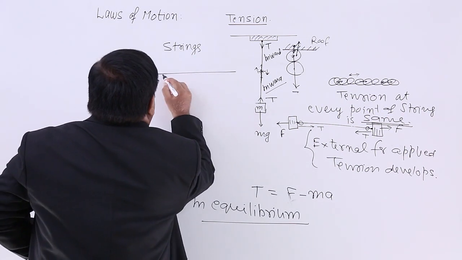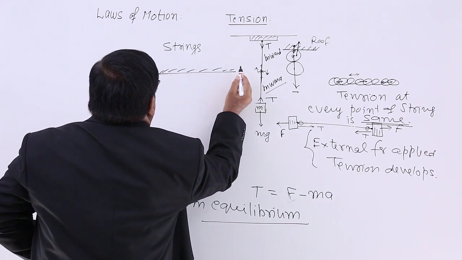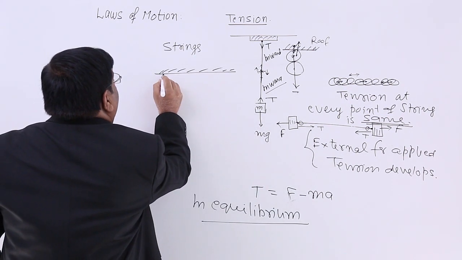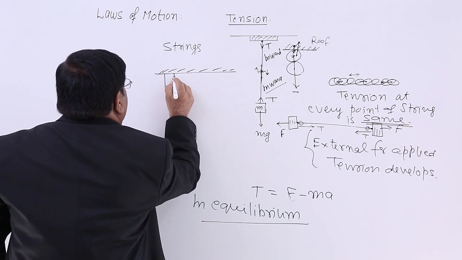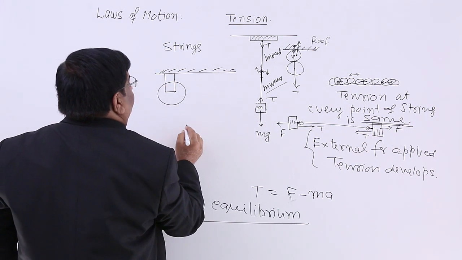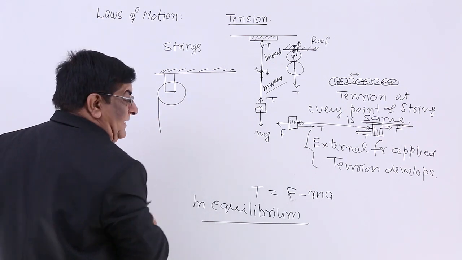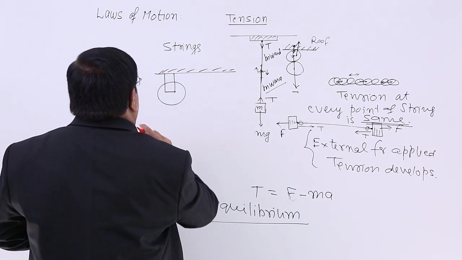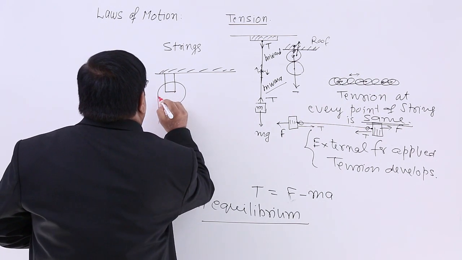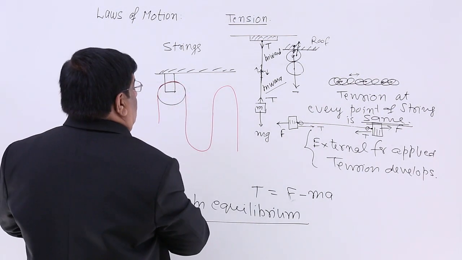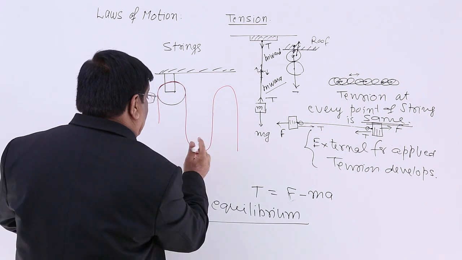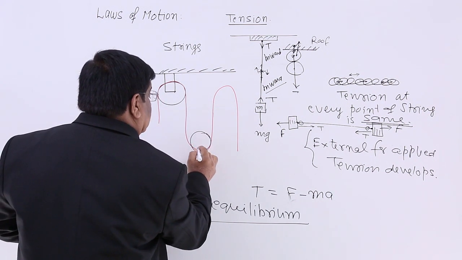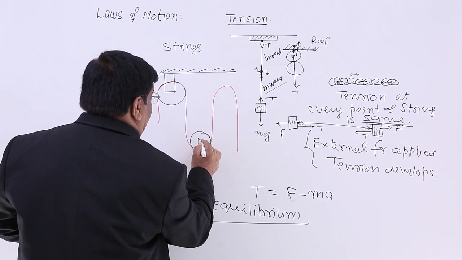This is a very important conclusion, and this will help us for application of force. Like, this is the roof here. There is one pulley, and there is a string around this pulley which is carrying certain weight. Here is another pulley. This pulley is carrying certain weight here.